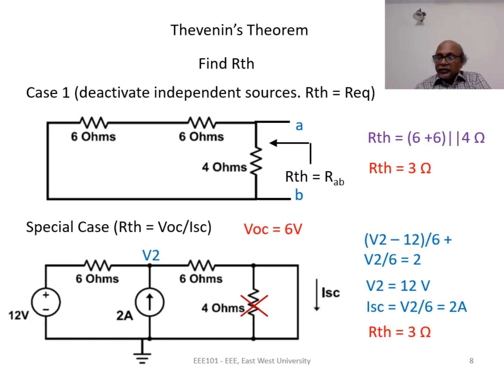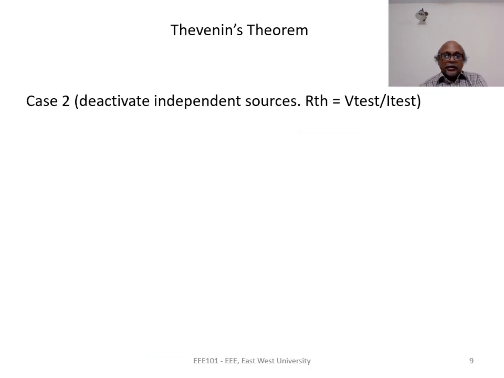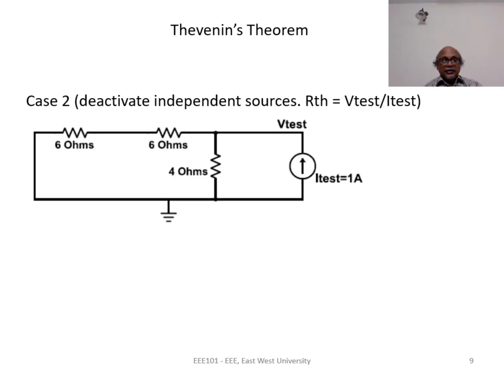Finally, we apply case 2. In case 2, we deactivate all the independent sources and apply either a test voltage source or a test current source between nodes A and B. In this case, we have deactivated the independent current source by an open circuit. We have deactivated the independent voltage source by a short circuit, and we have applied a test current source, a 1 ampere test current source between node A and node B.